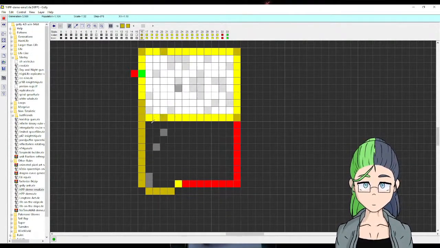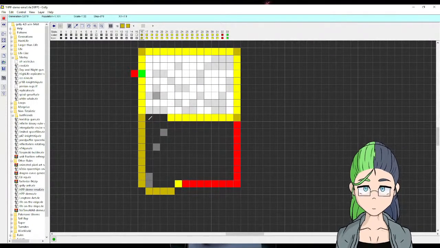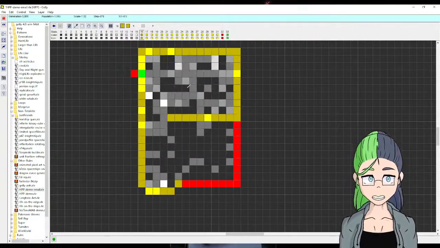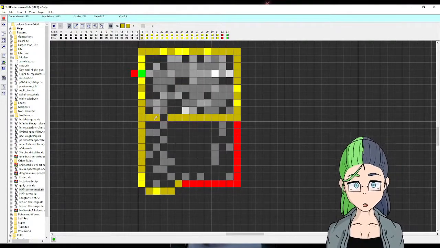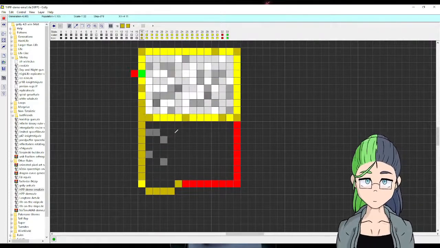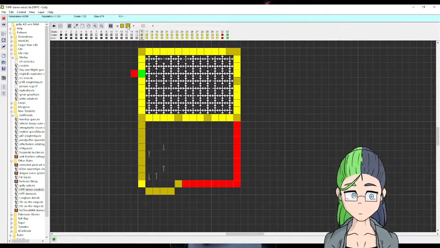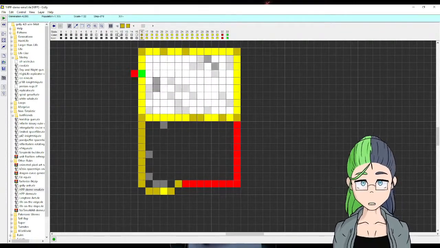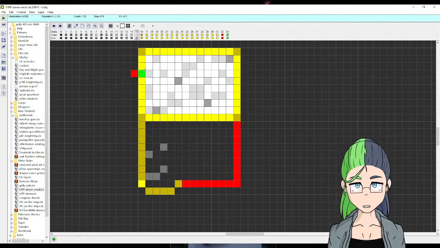And then down here... Suddenly it all... That is really cool! You can just... Man, I love cellular automata! They're so cool! Okay, but what if I... Whoops.